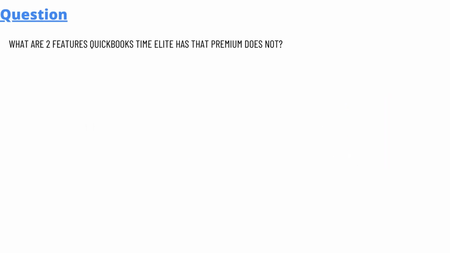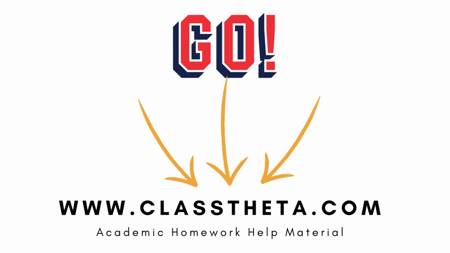So our question today is, what are two features QuickBooks Time Elite has that Premium does not? And the answer to the question is: the ability to use geofencing, and the ability to analyze project estimates versus actuals. So that's the answer.